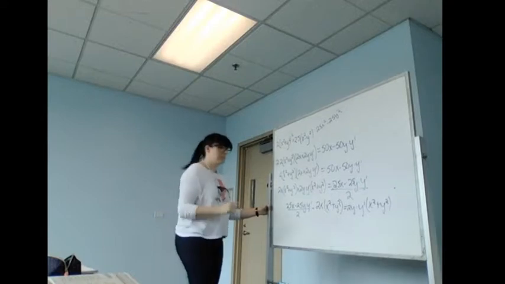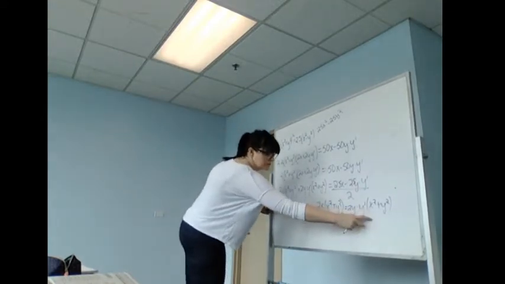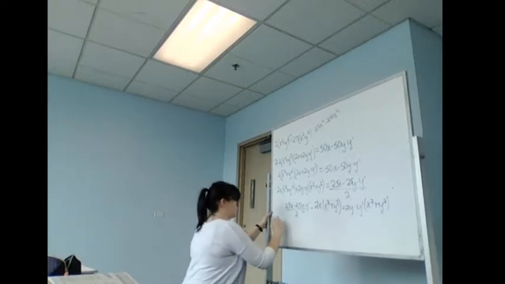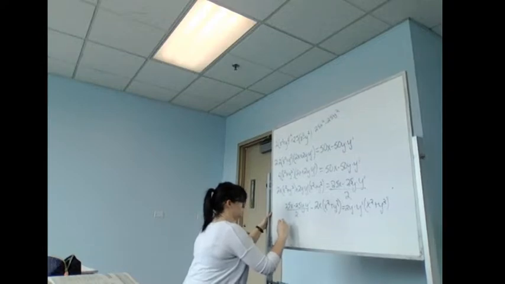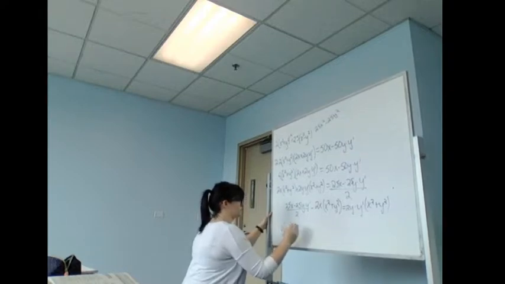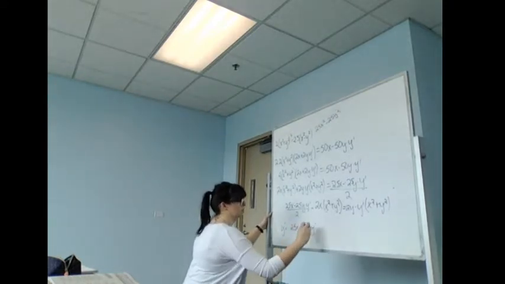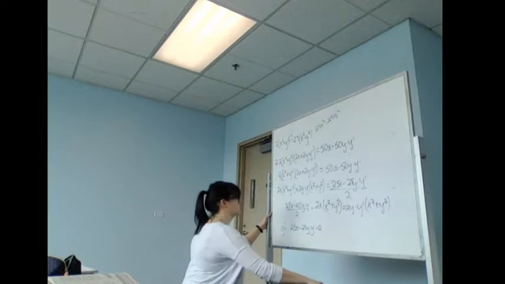Good so far? Okay. And then I'm just going to divide both sides by this so that I get y prime equals, let's see, 25x minus 25y times y prime minus 2x. Oh, I needed that on the other side.